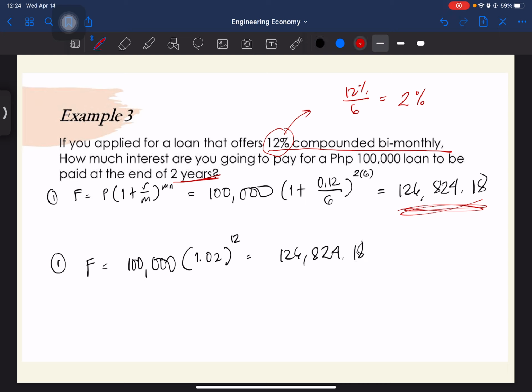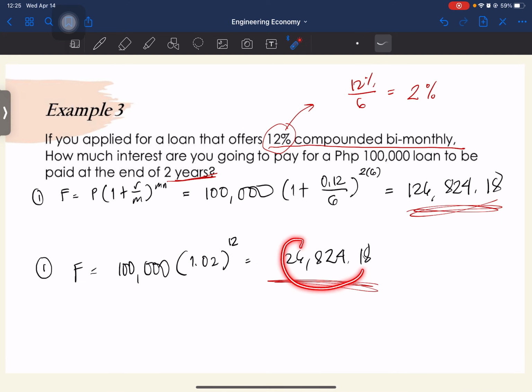So that is why I find this formula unnecessary, because you just have to understand what you are dealing with. Di ba? Kasi when you say compounding periods, hindi naman automatic na years yan eh. It can be days, it could be months, it could be weeks, it could be semi-annual, quarters. Depende sa problem. Okay? Pero hindi pa yan ang sagot. Kasi ang tinatanong is how much interest. So, the only answer is 26,824.18. Interest lang ang tinatanong.